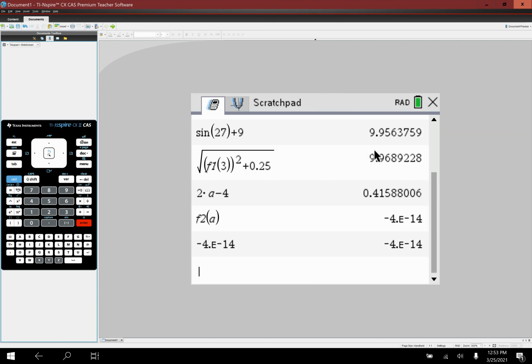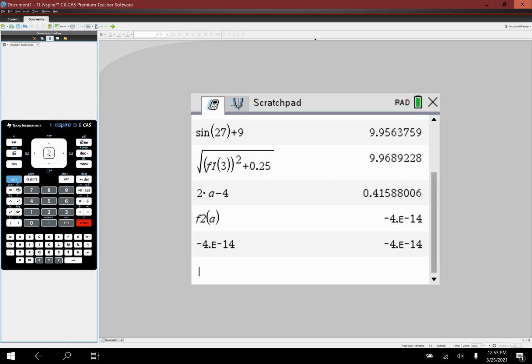All right, now let's talk about that very, very small for a quick second. If you ever see something like this, and you'll see it on the 84 more often than the Inspire, what this really means is take the decimal place and move it 14 places to the left. So really this is negative 0.000000004, right? So essentially that means 0. So if you see this on the 84, think it means 0. If you see it on the Inspire, it means 0.